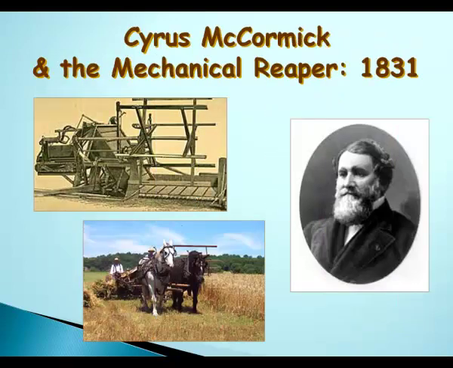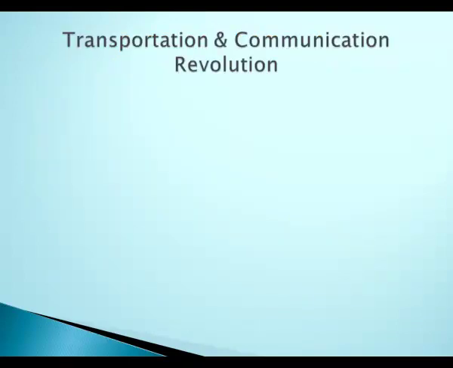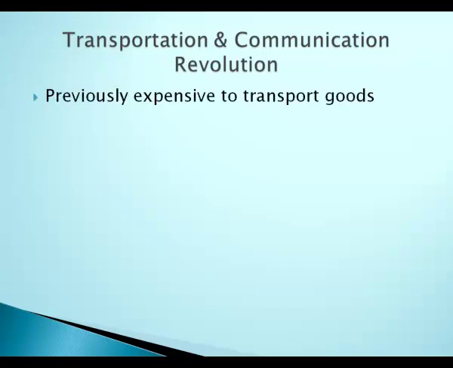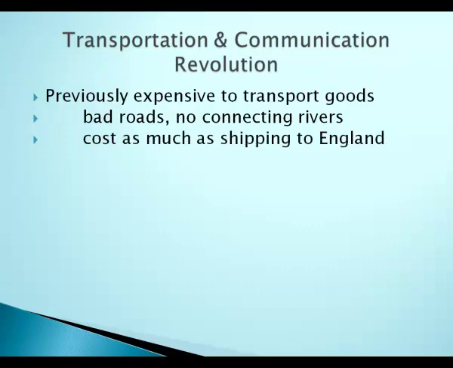McCormick and the mechanical reaper in 1831. No longer do you have to go out in the field and do it yourself. You've got a machine to pull behind a horse that can do it. All these inventions and innovations are just coming like gangbusters. And along with the innovations, you've got a transportation and communication revolution. It had previously been very, very expensive to transport goods. That's why if you didn't live on a river, you couldn't go very far. You had bad roads and few connecting rivers.